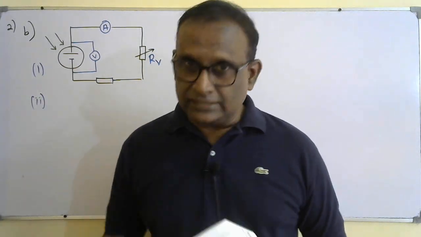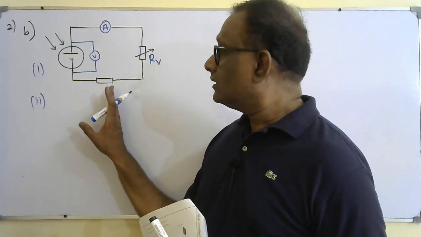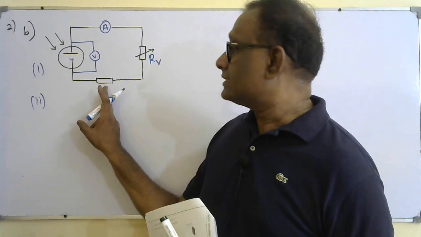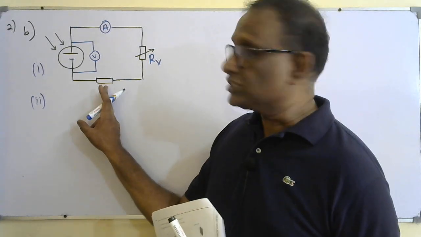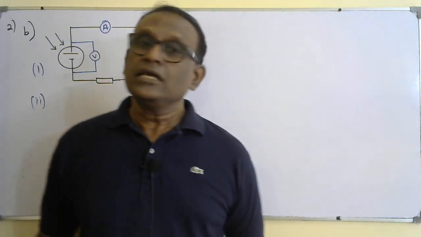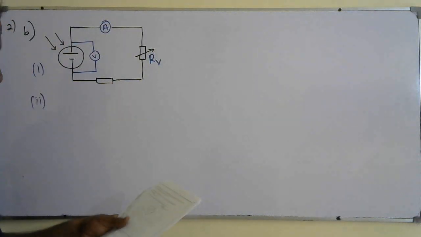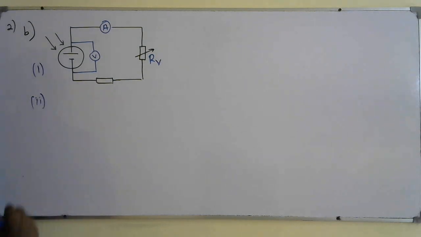So you can say the final answer I am telling: to avoid short circuit, there must be a low resistance, because if there is a short circuit, high current will flow and it could damage the solar cell. That's the answer that could be given for suggesting the reason for a fixed resistor. Okay.